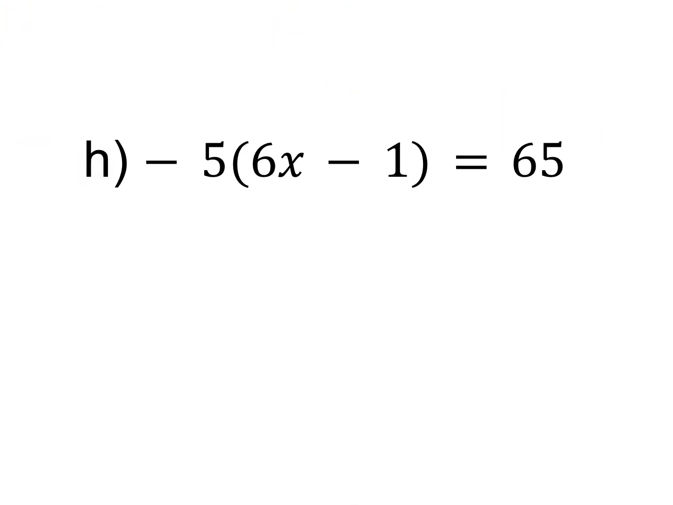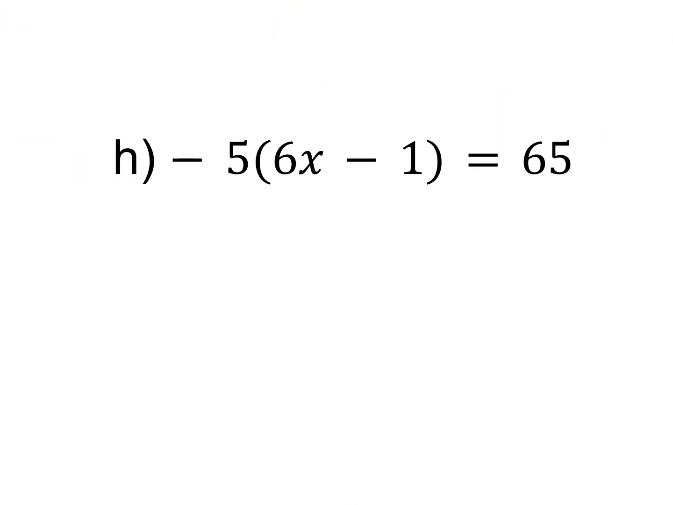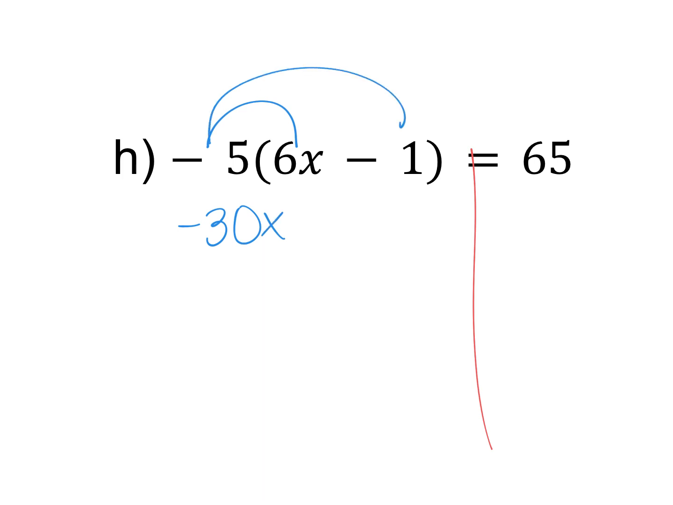Alrighty, this time I gave you a negative distribute, no big deal, you can do it. So -5 times 6x would give you -30x. -5 times -1 becomes +5. Then drop your equal and your 65 down.